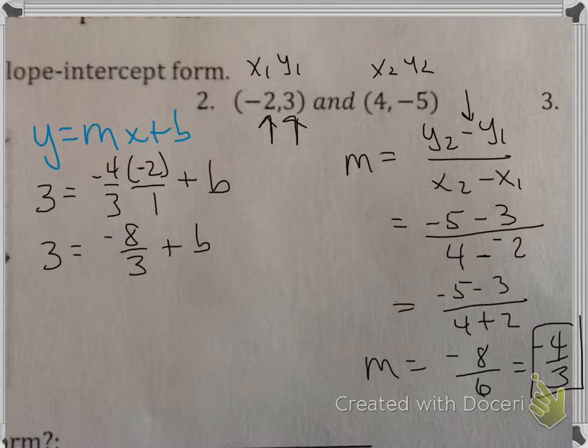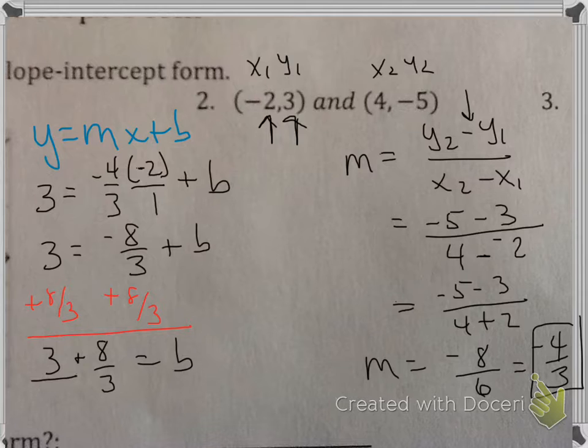Alright, so how do we find what b is going to be? Well, we're going to have to add 8/3 over to the other side because it's subtract. We want the b by itself. So we're going to add the opposite of minus 8 over 3. It's going to be plus 8 over 3. So now this is what we end up with. We end up with 3 plus 8 over 3 equals b.